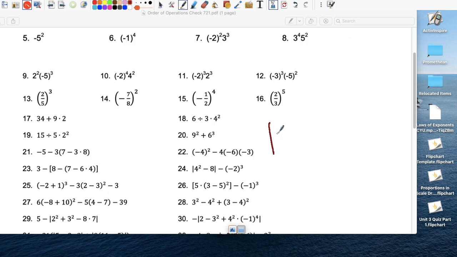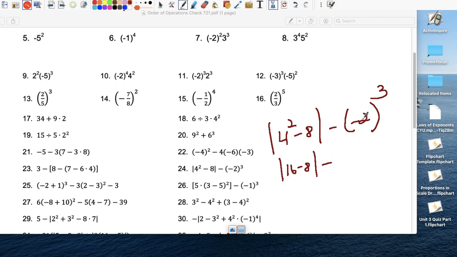24, absolute value, 4 squared minus 8, minus negative 2 to the third power. So let's take care of the exponents. 4 to the second power is 16, minus 8, close, minus, and then negative 2 to the third power is negative 2 times negative 2 times negative 2, which is going to give us negative 8. There.